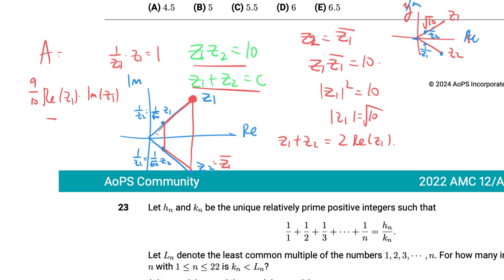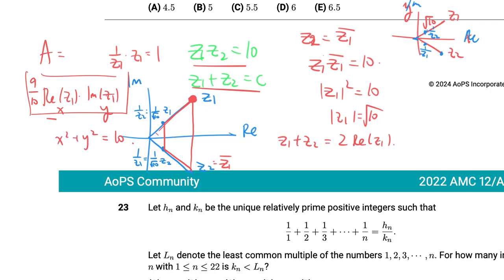So the area is actually something like this, which we want to maximize, right? We want to maximize this. And the way to maximize this, given that, so if we call this x and this y, we know that x squared plus y squared is equal to 10.